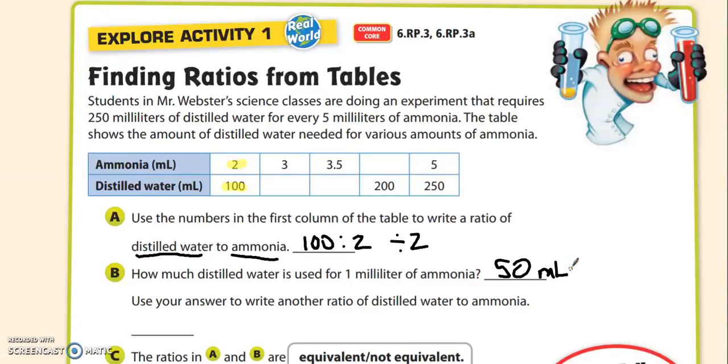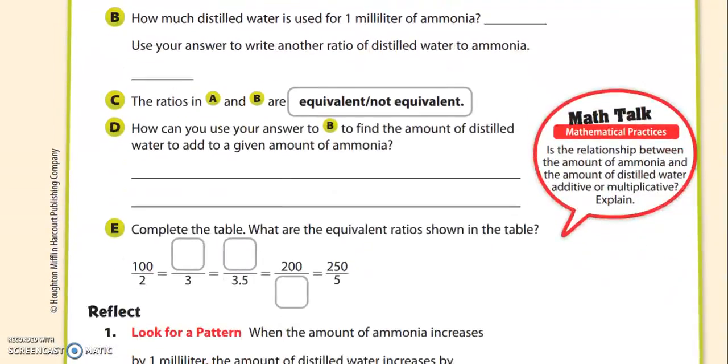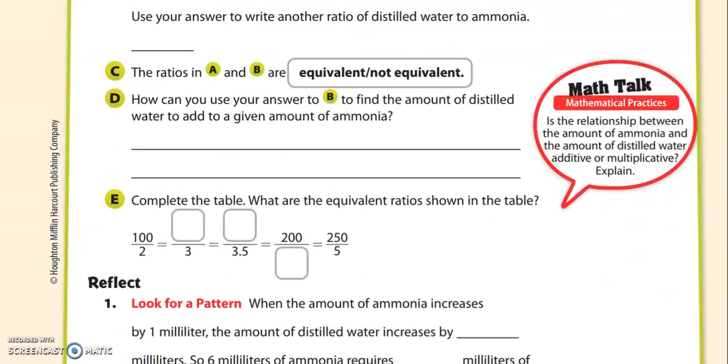And then it says use your answer to write another ratio of distilled water to ammonia. You could write 50 to 1 here. You could write it using a colon, or you could write it using a fraction, 50 over 1. It doesn't really matter. They're the same thing. All right, let's move on. Question C says, the ratios in A and B are equivalent or not equivalent? Well, the ratios are 100 to 2 and then 50 to 1, and those are equivalent.